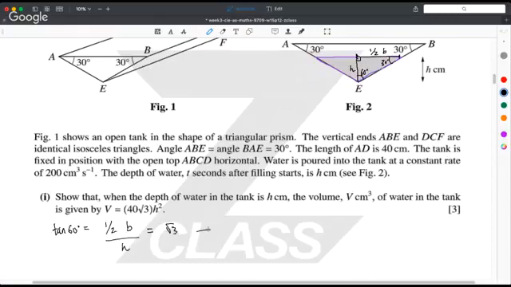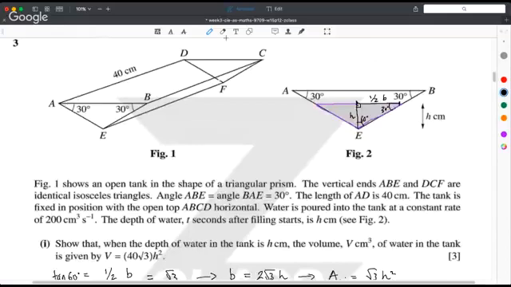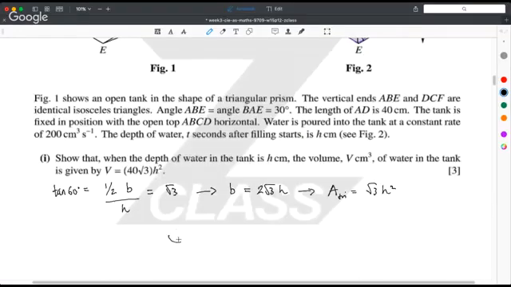So if we rearrange this for b, we get that the base of this big purple triangle is 2 square root 3 h. Okay, so that means that the area of the purple triangle is just 1/2 times base times height. So it's going to be square root 3 h squared. And then we see that in the diagram, they tell us that the length of the trough is 40 centimeters. So of course, the volume is going to be area times that length. It's going to be 40 square root 3 h squared.